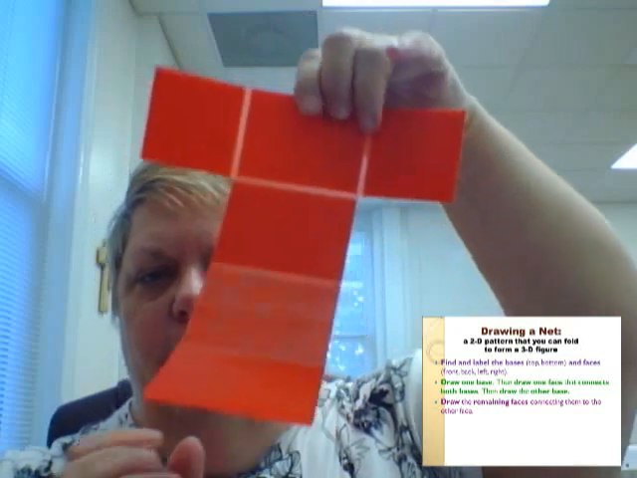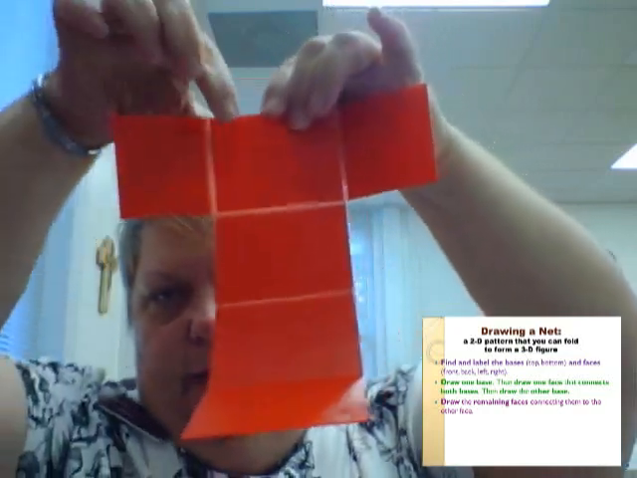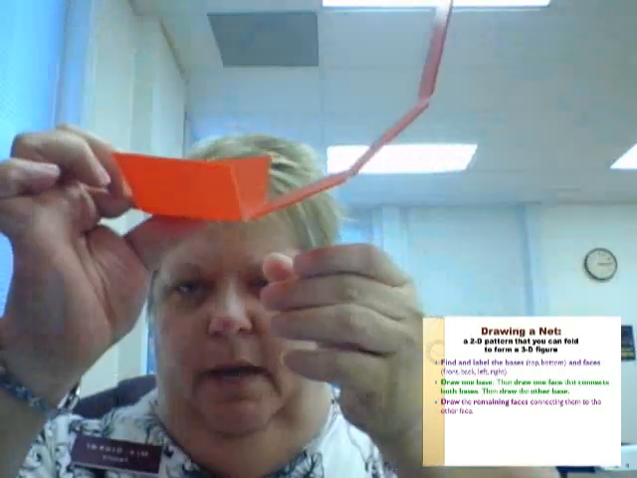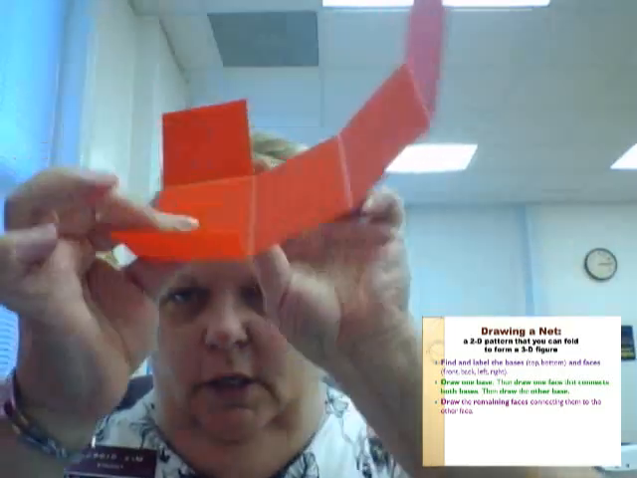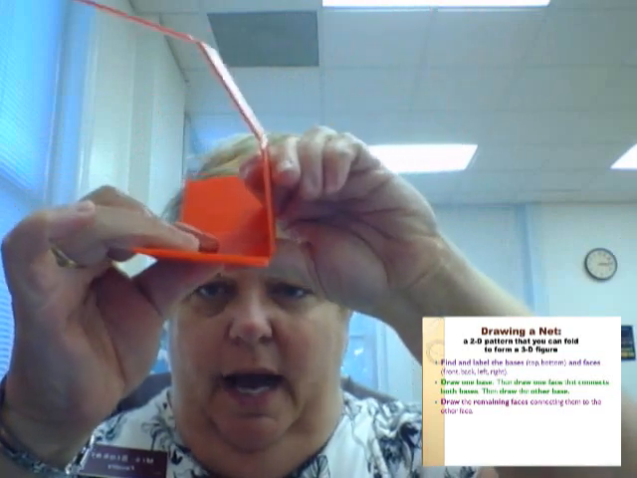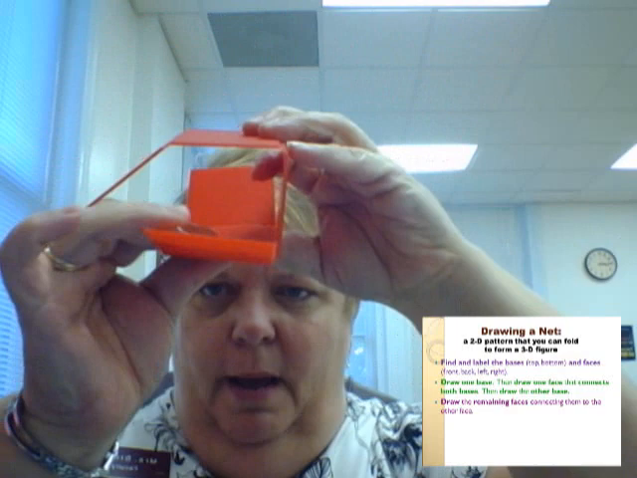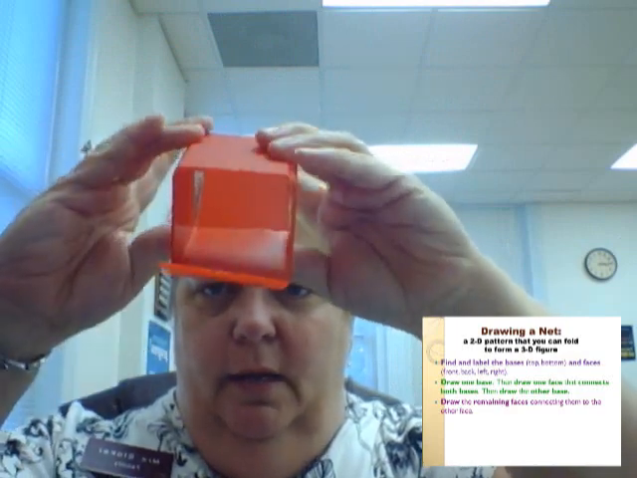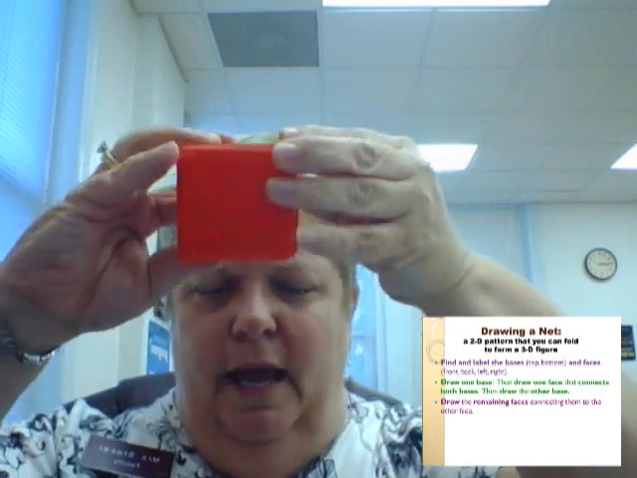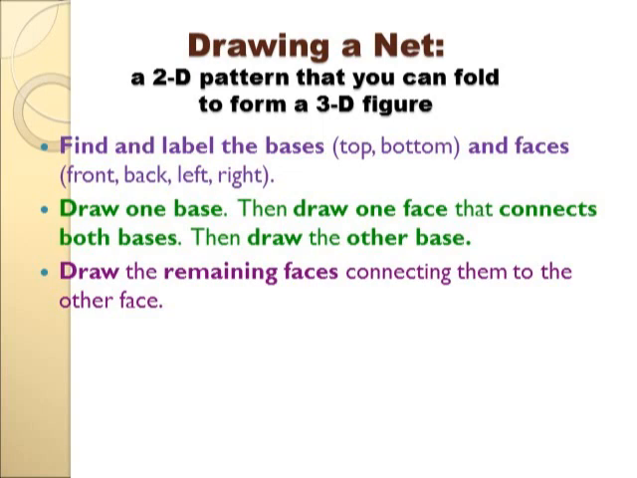So in this net, this was the bottom of our shape. This was the front and the back. This face was the side. This one was the top. And this one was the other side. So that when you fold it back together, you have that prism. So drawing a net means making that particular picture and being able to label which thing is which.